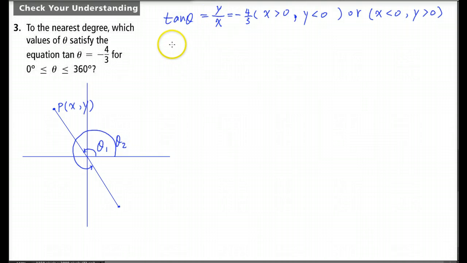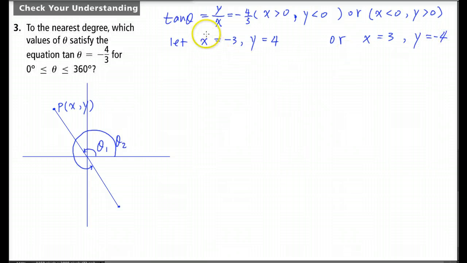And that means there's a relation between x and y. So you can do it this way. You can let x equal -3, y equal +4. Now, for theta 2, x is actually equal to +3, y equal to -4.